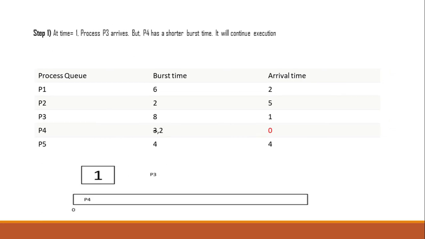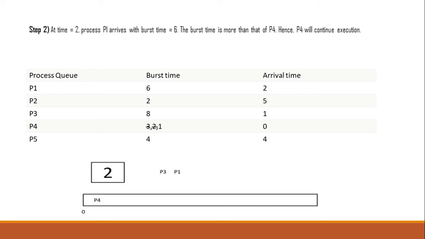After executing P4, at time 1, P3 arrives into the environment. Therefore, the job queue contains two processes, P4 and P3. Let's compare P4 and P3's burst time. Here, P4's burst time is lower. Therefore, P4 executes for another 1 unit of time.